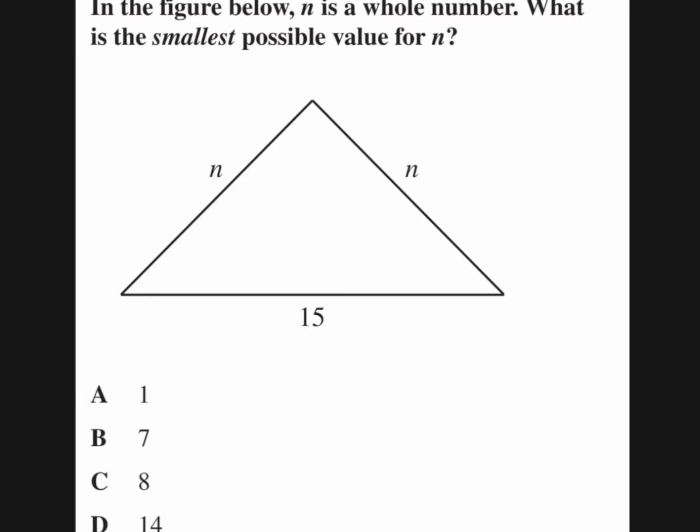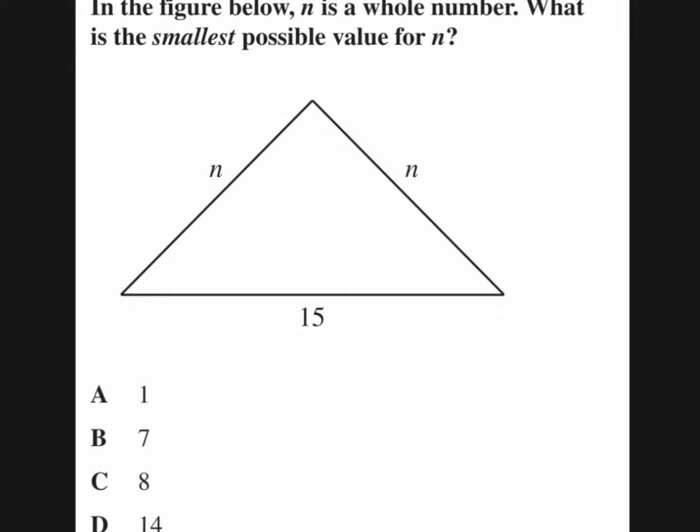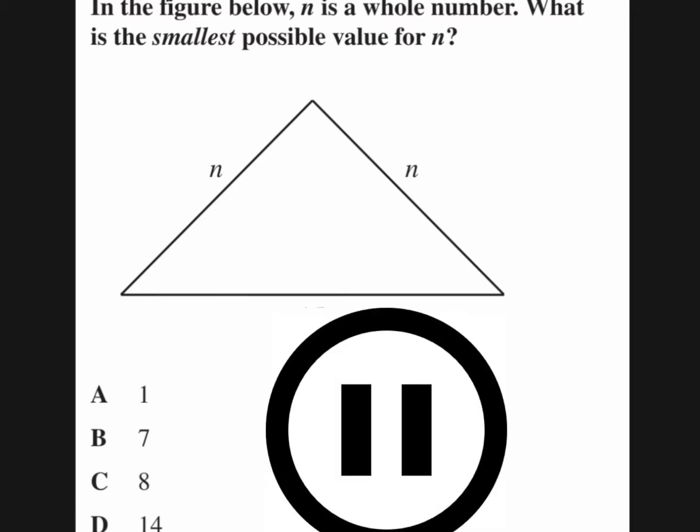Let's give this geometry triangle equation a shot. In the figure below, n is a whole number. What is the smallest possible value for n? If you want to try this on your own, go ahead and hit the pause button, try it on your own, and then we'll try it together.